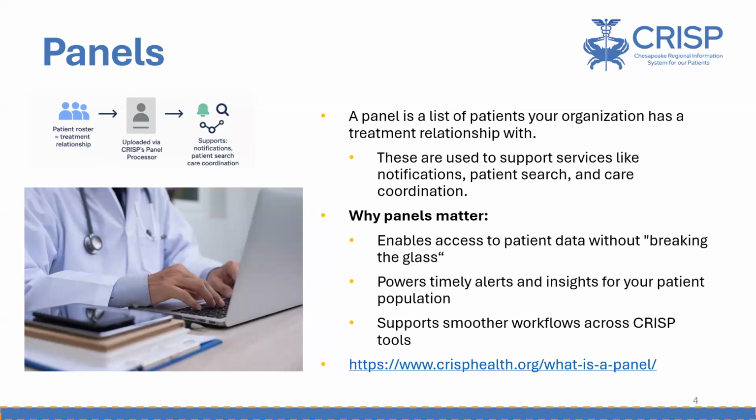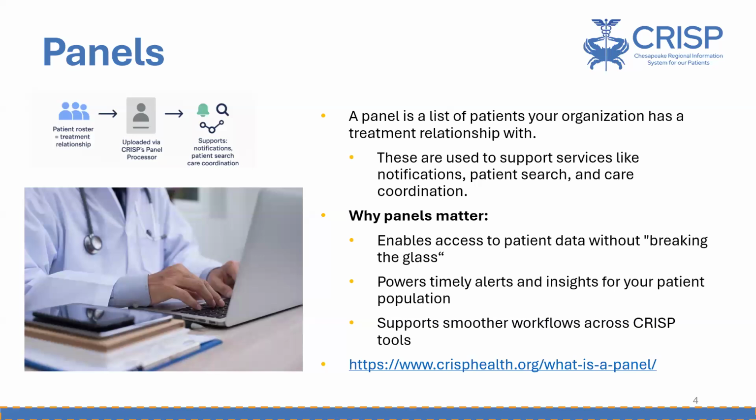Panels are really important because they power many of CRISP's core services. By uploading a panel through Panel Processor, you make it easy to receive timely notifications, search patients in the CRISP portal, and support care coordination without having to break glass each time. Panels allow CRISP to know which patients you are responsible for, so we can deliver alerts and insights that are relevant for your population. This makes workflow smoother across all CRISP tools and ensures you're getting the right information all the time. So in short, panels connect your patients to CRISP services, enabling notifications, patient search, and more efficient care coordination.